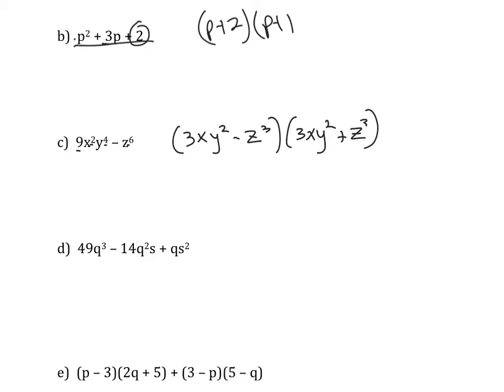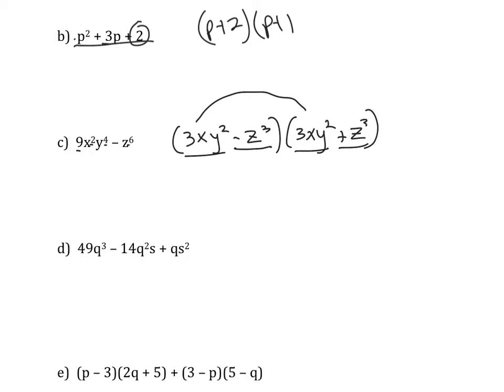And the reason this works is that when we multiply it out, we get 3x y squared times itself, which gives us our first term. We get negative z cubed times 3x y squared, and positive z cubed times 3x y squared. Those two cancel out, and then we end up finally with negative z cubed times positive z cubed, which gives us our negative z to the sixth.